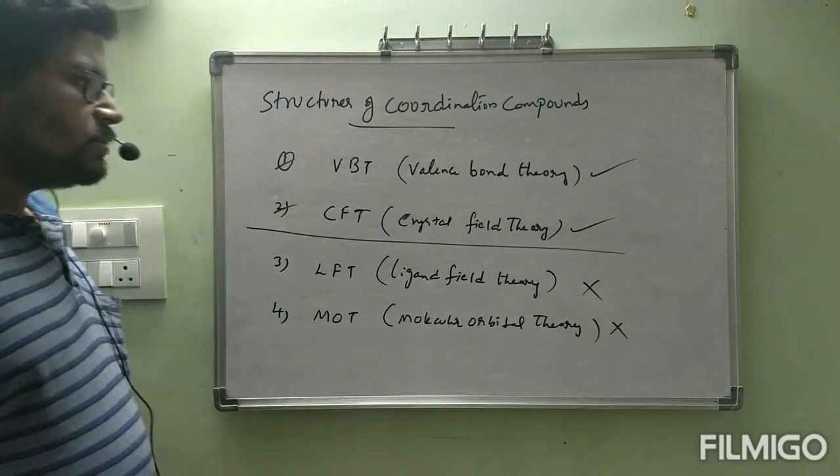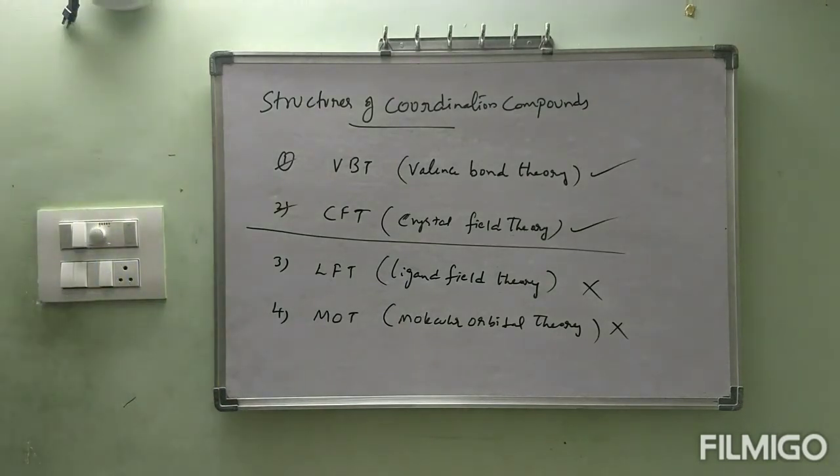Note down this, and you have to write one note point, that in our 12th class our topic is limited to only these two theories. Those are valence bond theory and crystal field theory. Now let us start with our first theory, that is valence bond theory.